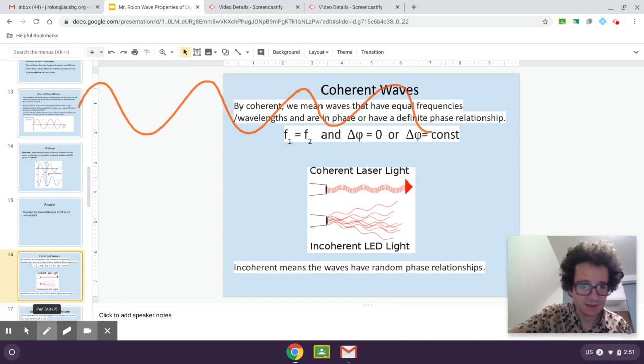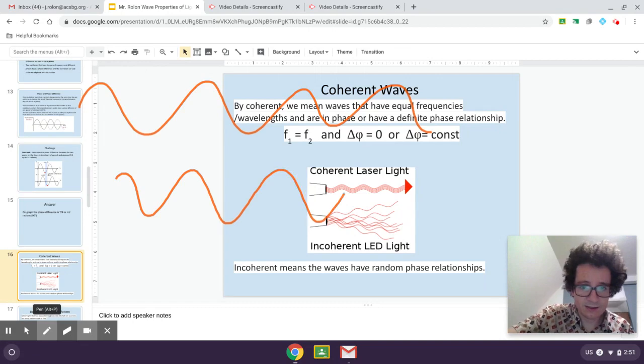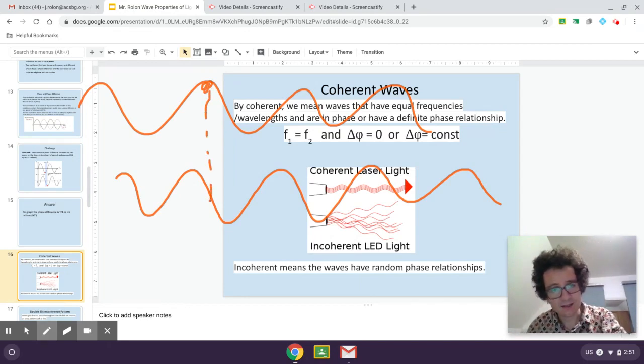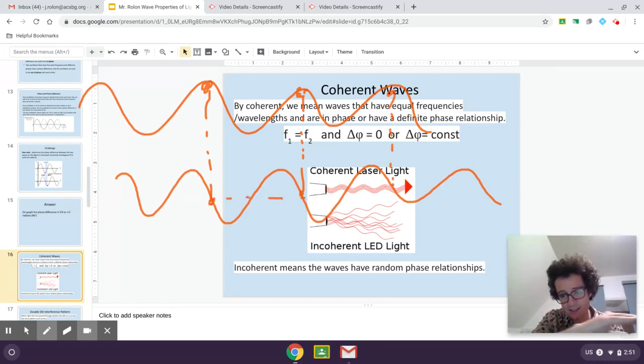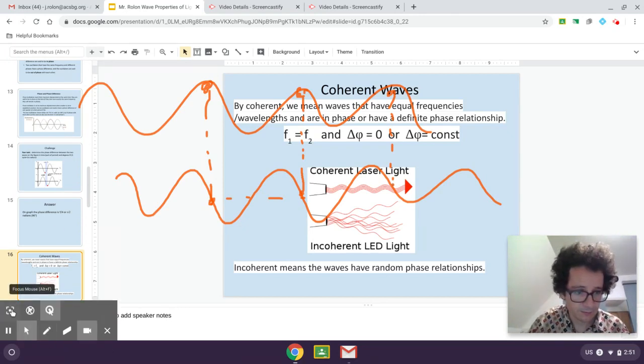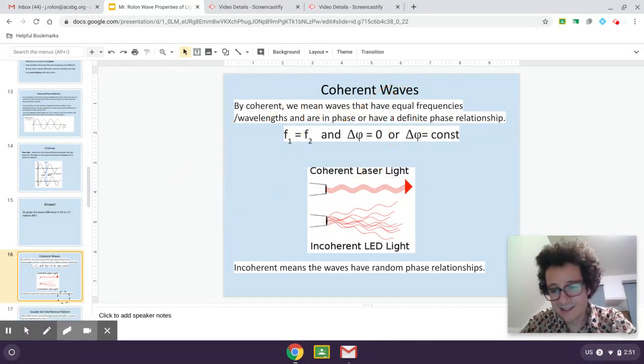Imagine that they're not reaching the maximum point at the same time, but that they will always do it at the same point here. That phase difference is going to be constant. So when we have that, we have coherent waves, and that's actually the basic concept to have laser lights.